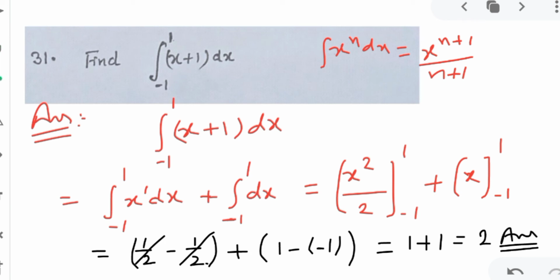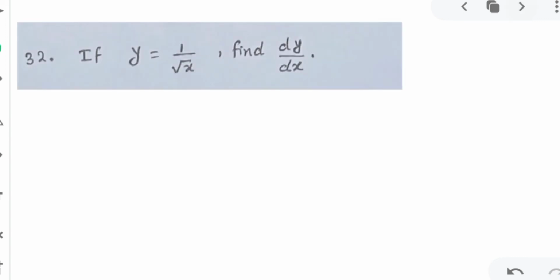So 2 will be our answer for this question. Okay, I hope you understood. Easy one. We did many questions like this in the previous videos. So we'll move to question number 32. Question number 32 is: y is given as 1 upon root x, and we have to find dy upon dx. This is a question from differentiation.